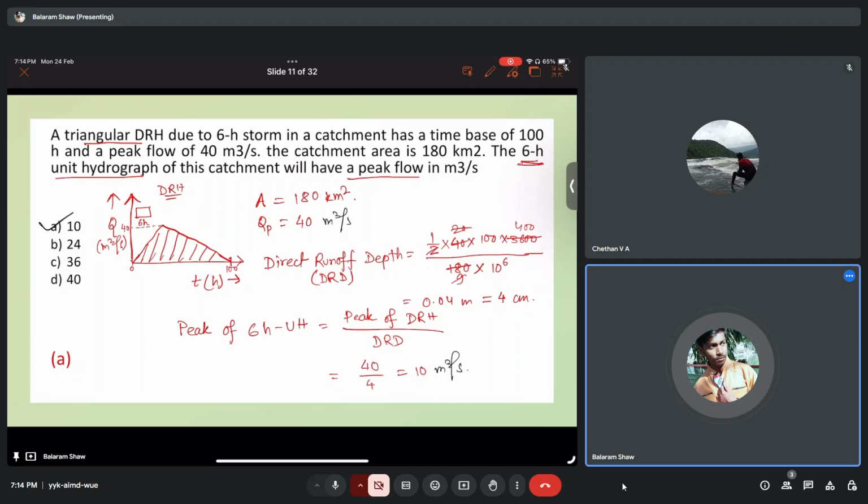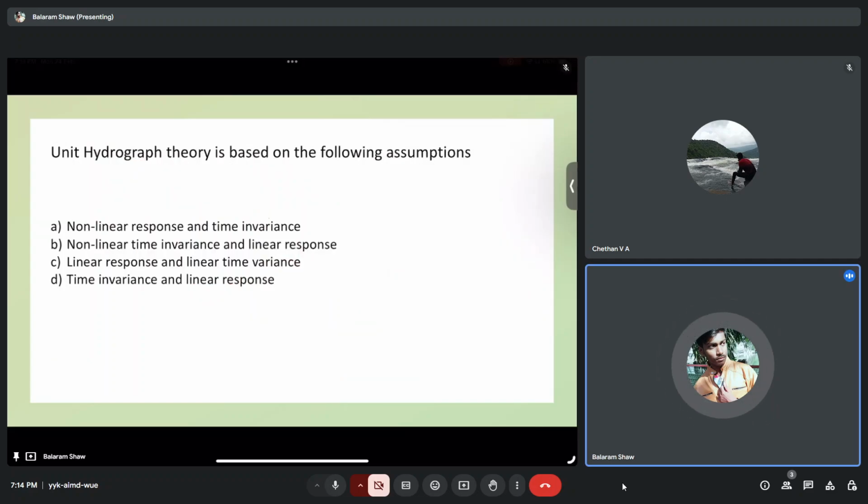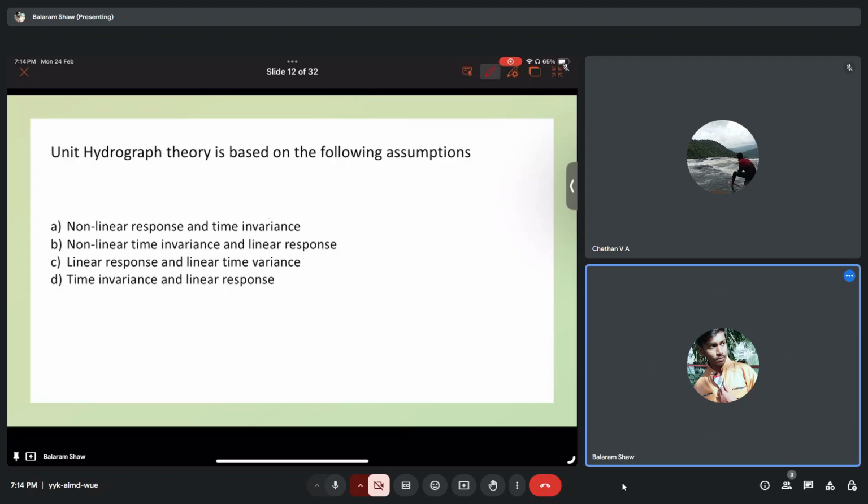I hope this is clear. If you have any doubt, any question on this, you can ask. No? Okay, we'll move to the next question. Unit hydrograph theory is based on the following assumption. Non-linear response, no, because we know it is a linear response, right? And it should be time invariant. So the correct answer is D, that is time invariance and linear response.